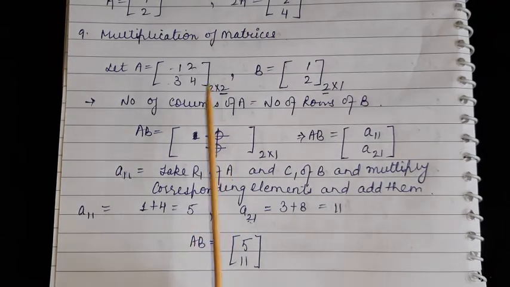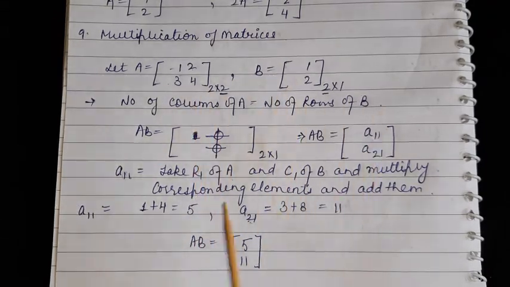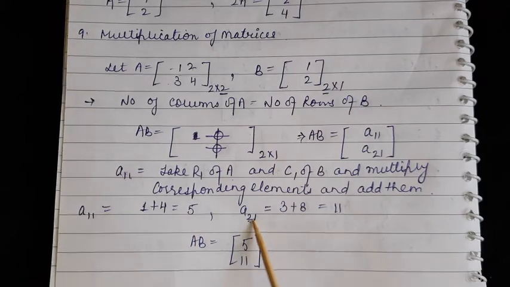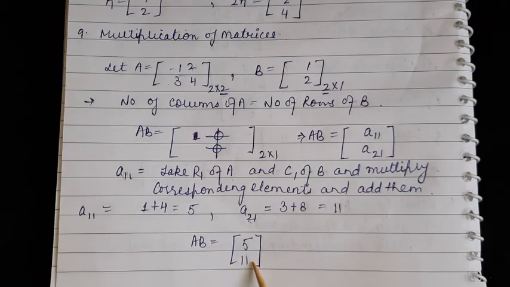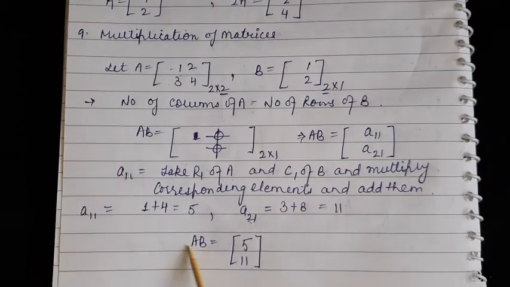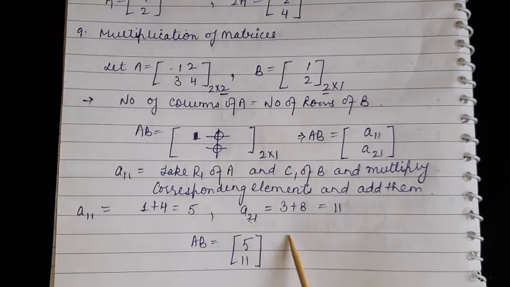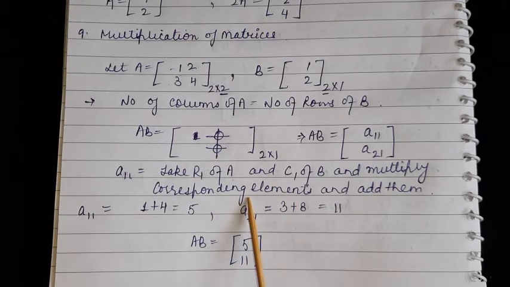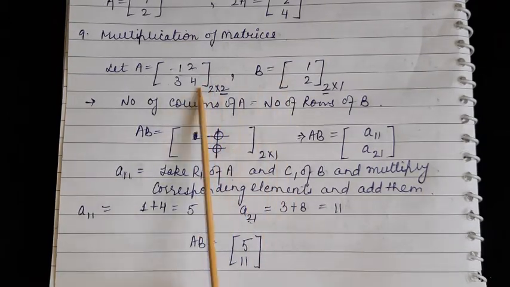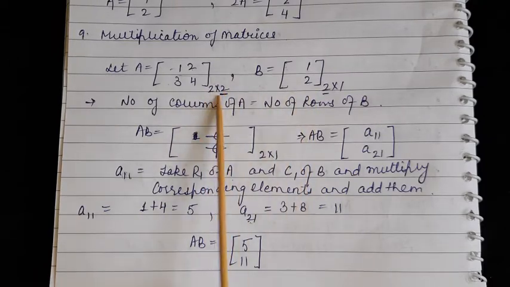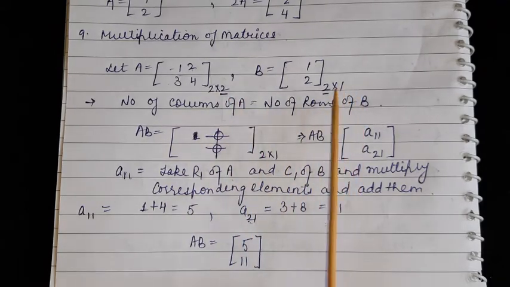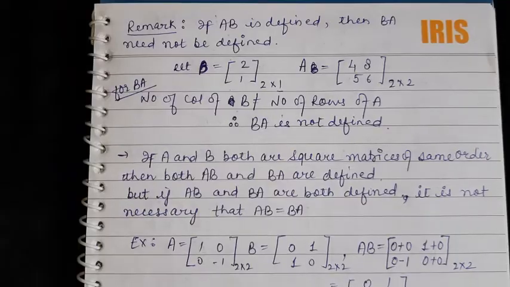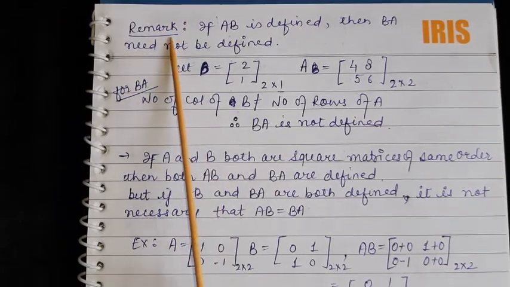This is the way we multiply two matrices. Here A11 is 5 and A21 is 11, so AB is 5, 11. The product of AB is nothing but this matrix. Using this method, we can multiply any two matrices provided they satisfy the condition that the number of columns of the first matrix should be equal to the number of rows of the second matrix. Now the next one is a very important point.